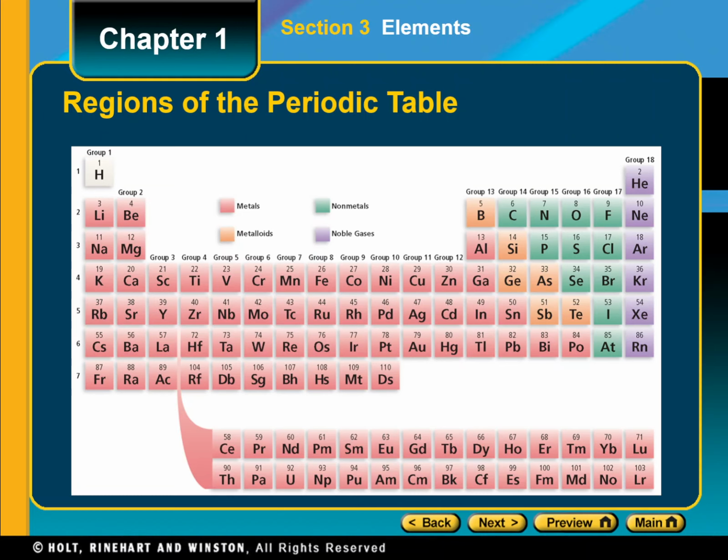As you look through the table, you will see many familiar elements, including iron, represented by capital Fe, sodium, represented by a capital Na, neon, represented by a capital Ne, silver, represented by a capital Ag, copper, represented by a capital Cu, aluminum, represented by a capital Al, sulfur, represented by a capital S, and lead, represented by a capital Pb.